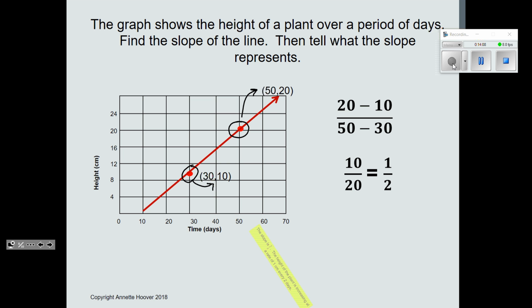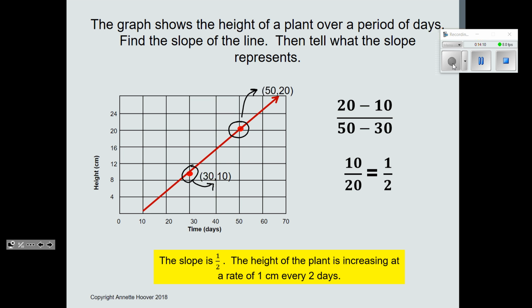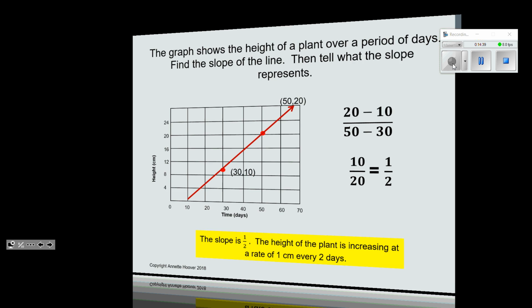So what does that mean? It means that the height of the plant is increasing at a rate of 1 centimeter, because that is the rise, was 1 centimeter. The rise is the range, every 2 days. The 2 is the run, and the run is the domain. 1 centimeter every 2 days. So rise over run.